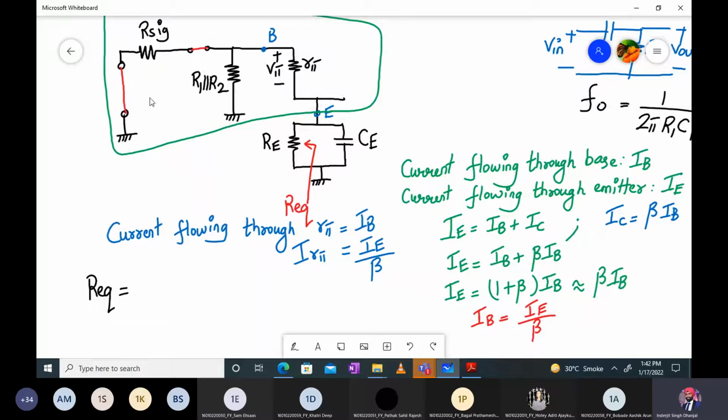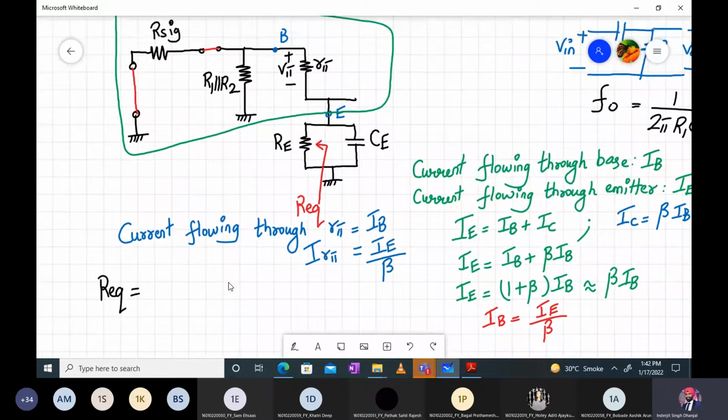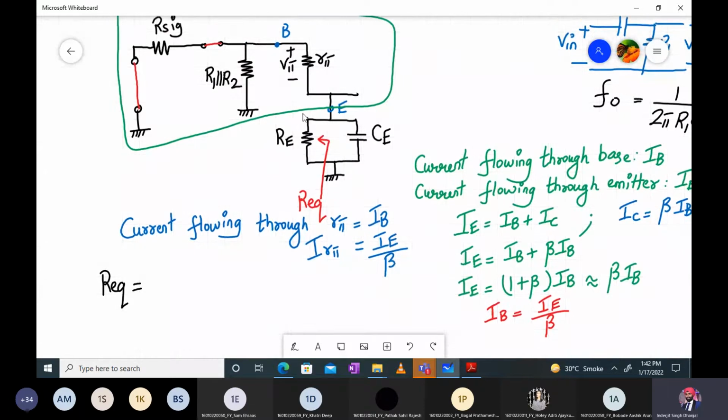The current flowing through all of them is IB. Correct. So now how can I write? What I can write over here, RE will be parallel to what? Anyone please help out over here? See, you have to give the answers, then you will understand better. Now, what is R equivalent given by? It will be RE parallel to what? Can anyone give the answer?